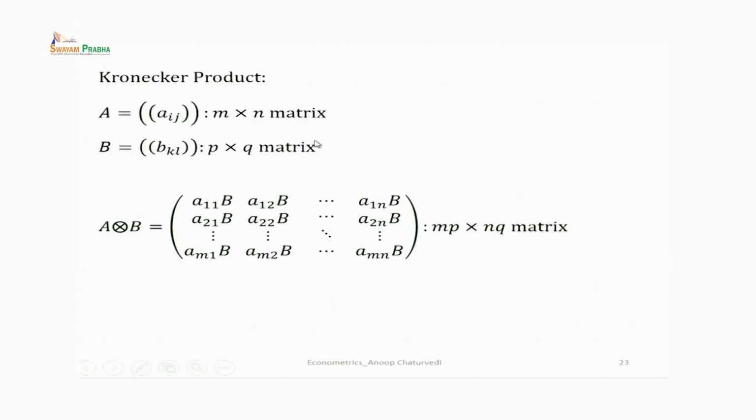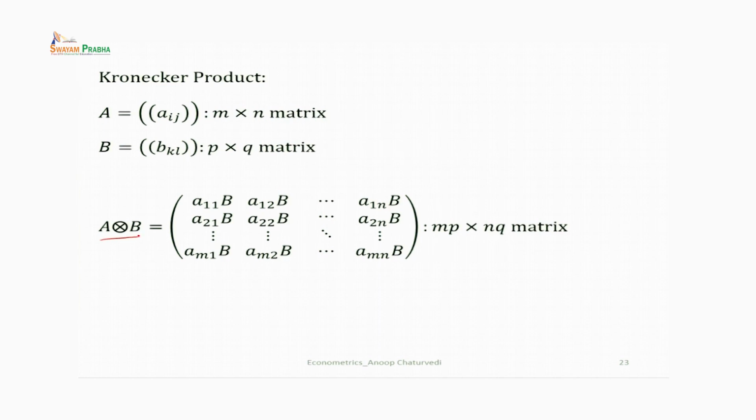Now, before finishing this lecture, I am also going to introduce this Kronecker product. We will require this Kronecker product in subsequent lectures. So, suppose A is an M cross N matrix having ijth element a_ij, and B is a P cross Q matrix having klth elements, say b_kl.